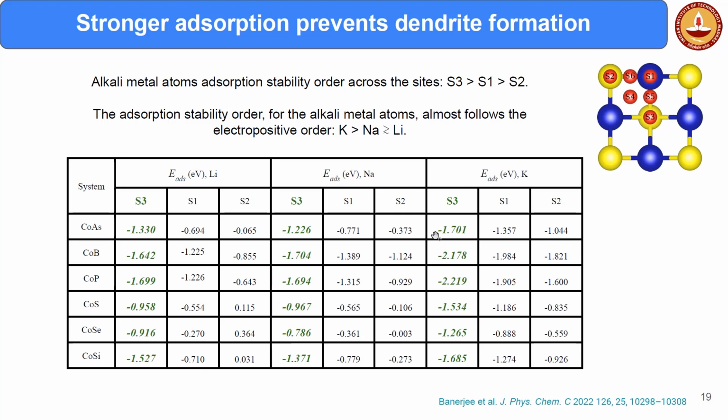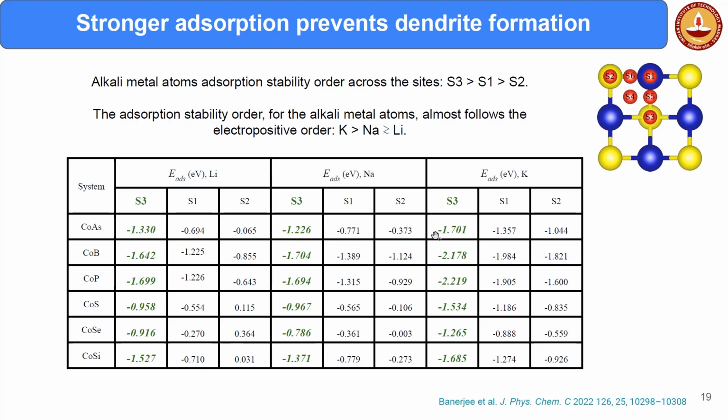Immediately you can notice that. And similarly potassium adsorption, for example on the cobalt arsenide, is about 1.7 whereas on the sodium it is minus 1.2 and the S3 it is minus 1.3. So that immediately suggests that generally this is the trend that you are going to get, potassium greater than sodium greater than lithium. This is the new thing that we obtained.